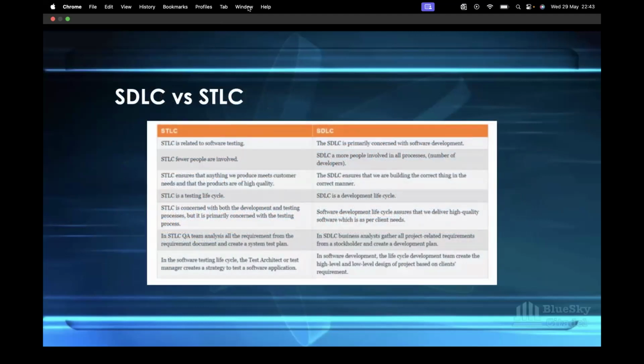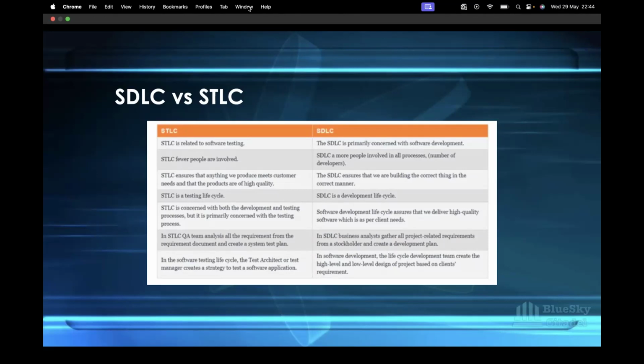So we have STLC versus SDLC. You can also do your research on the difference between them, but for the sake of time, I'll just quickly go through it. STLC is related to software testing, while SDLC is primarily concerned with software development. In STLC, we have fewer people, while in SDLC, you have more people involved, developers and all that. STLC is basically for the testing team, while the SDLC encompasses the development life cycle and includes everyone in the project. SDLC is concerned with both the development and testing process, while STLC is primarily concerned with the testing process.